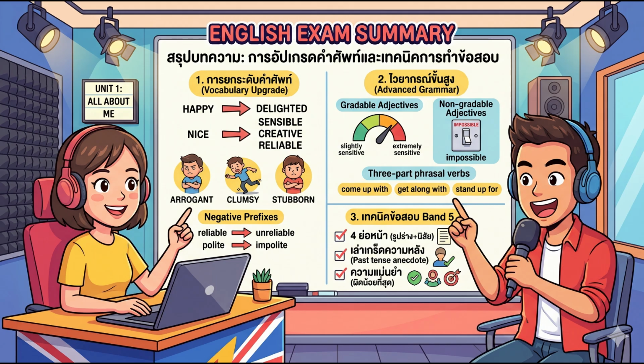And what's really useful for the exam here is how the unit highlights negative prefixes. Examiners absolutely love negative prefixes. Wait, why is that? Because it shows you aren't just memorizing a separate word for bad. You're showing that you understand how English morphology actually builds words. I get it. You're taking a root word and flipping its meaning entirely. Like turning reliable into unreliable. Exactly. Or polite into impolite. I see how that elevates the vocabulary.